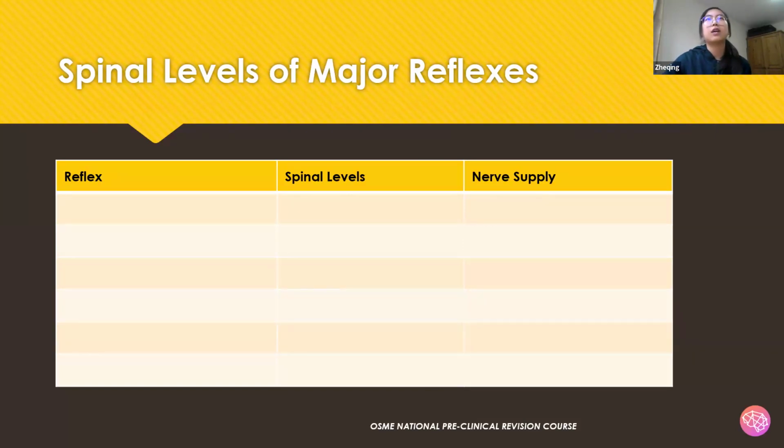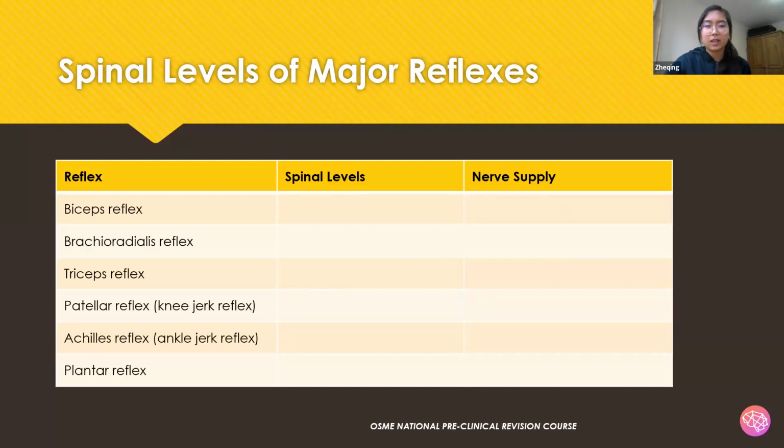But we can think about it in terms of upper and lower limbs. So in the upper limb you have the biceps, and you also have the brachioradialis and the triceps. In the lower limbs you have patella, Achilles, and plantar. So these are the main ones, but I'm not sure if the syllabus has changed. I think the main ones that we had in our syllabus were the biceps, triceps, patella, and plantar. But check your syllabus to know which ones you need to know.